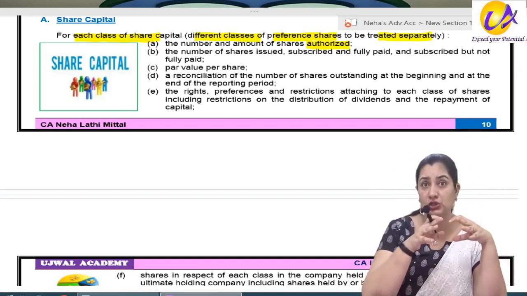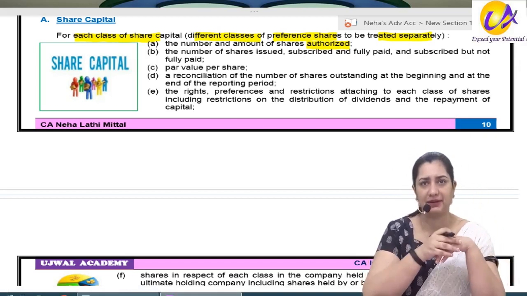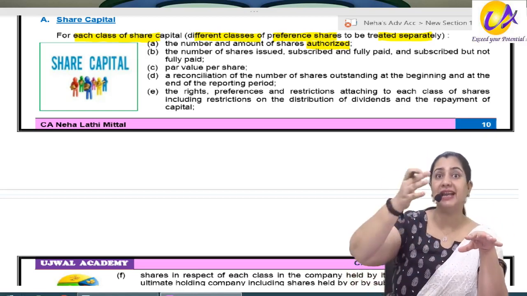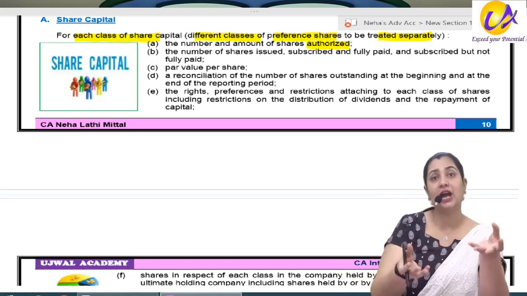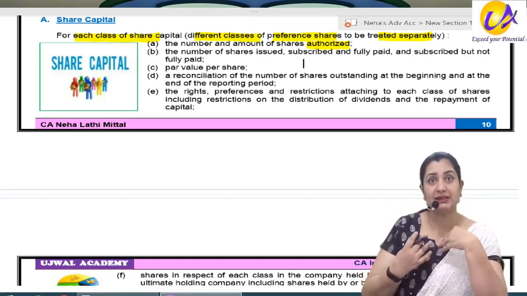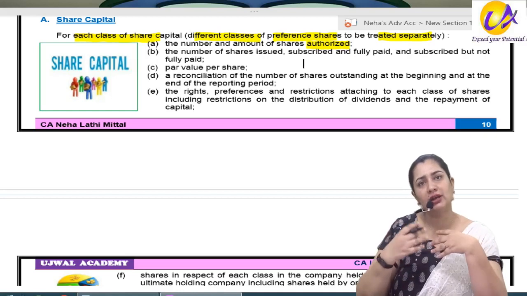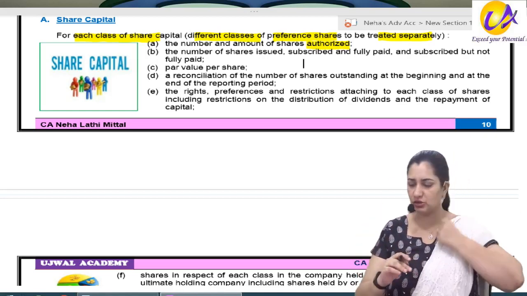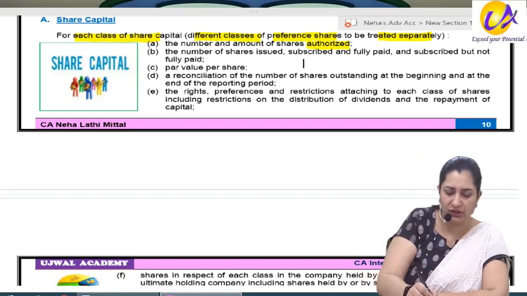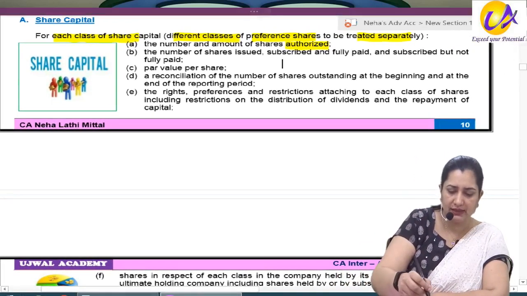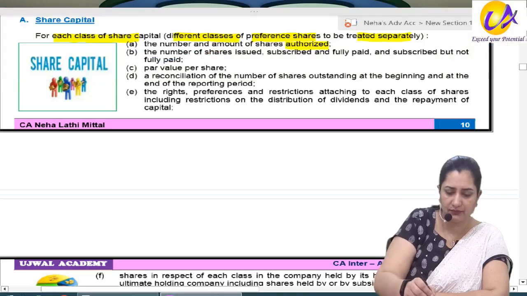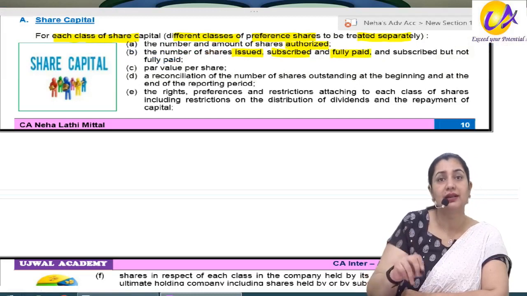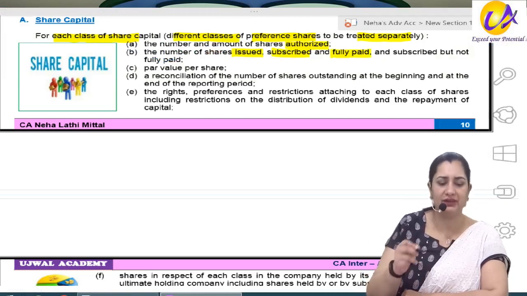Then we have to write the issued, subscribed and paid up capital. Issued is what is issued to the public. Subscribed is how much they have subscribed for. Then how much you have called up as a company, and after you have called up, how much they have paid. All of that comes over here. It is the amount of issued shares, then the amount of subscribed shares, and whether fully paid or subscribed but not fully paid, everything needs to be given.